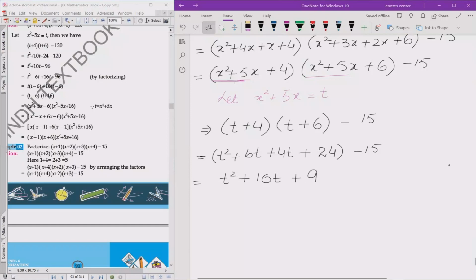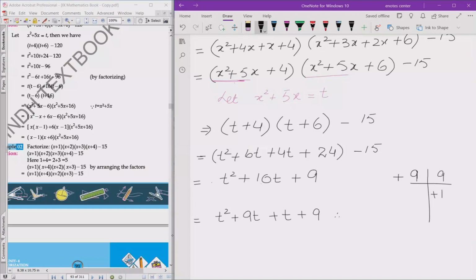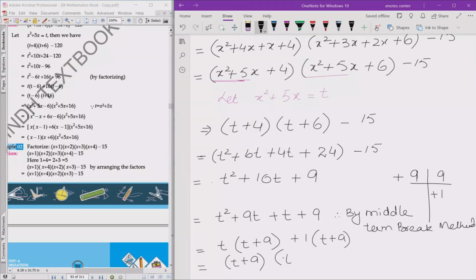Now we have to make the factors. 9 ones are 9. Here we put plus signs for both of them because we have 10t and we are using the middle term break method. So we will make this 9t plus t by the middle term break method. Now we simplify: t is common and t plus 9 is remaining, plus 1 (t plus 9), t plus 9 common. Then we have (t plus 9)(t plus 1), right?